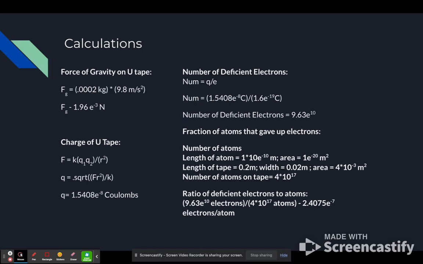Calculations. The force of gravity on the U-tape: you multiply the mass of the U-tape by the acceleration due to gravity, and you get negative 1.96 times 10 to the negative third newtons. For the charge on the U-tape, use Coulomb's law to derive Q, and you get 1.5408 times 10 to the negative 8 coulombs.